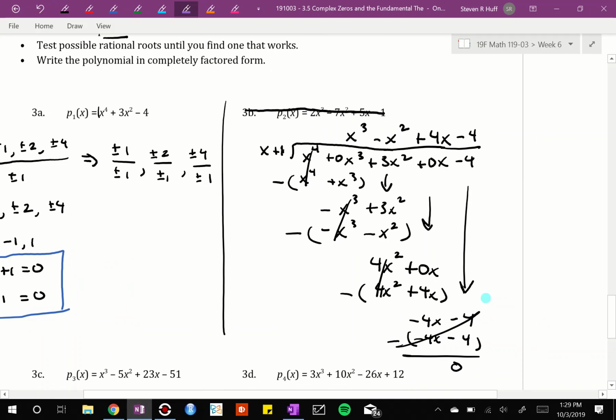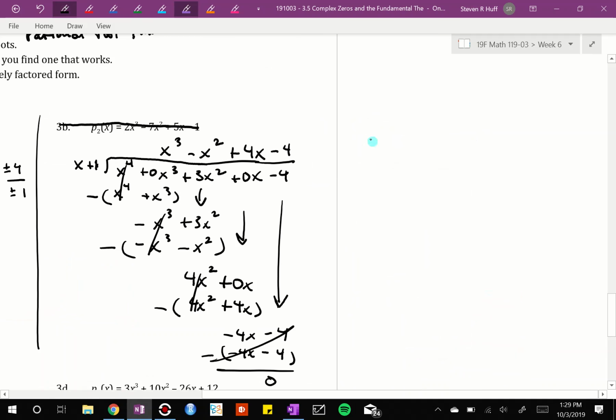So now we have x to the fourth plus 3x squared minus 4. And that is going to factor down into x plus 1 times x cubed minus x squared plus 4x minus 4. Okay. Now, like I said in class, now that we've split off a factor, we keep dividing this by factors that we know work.